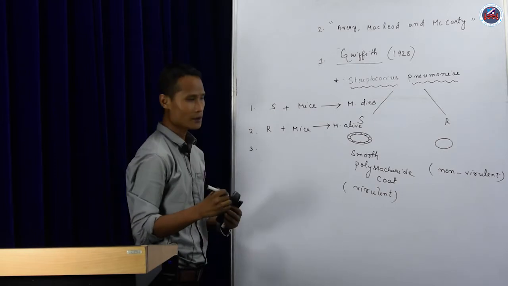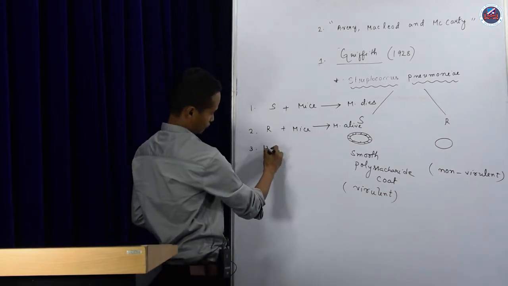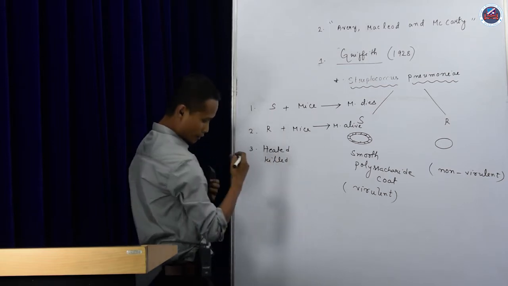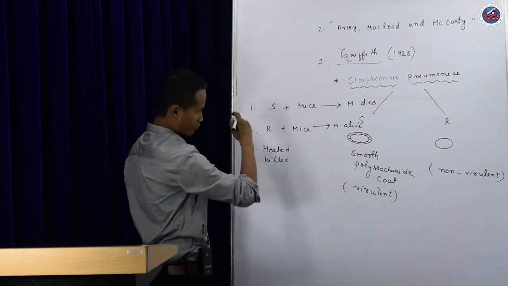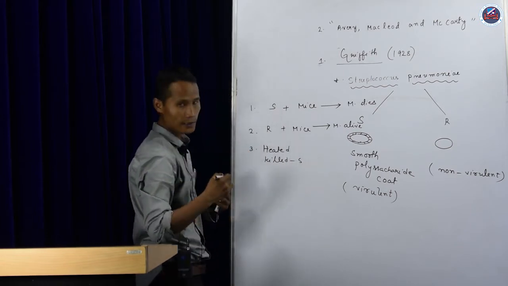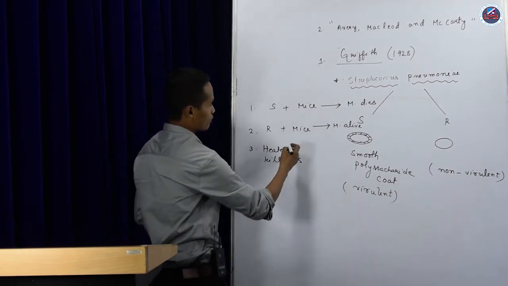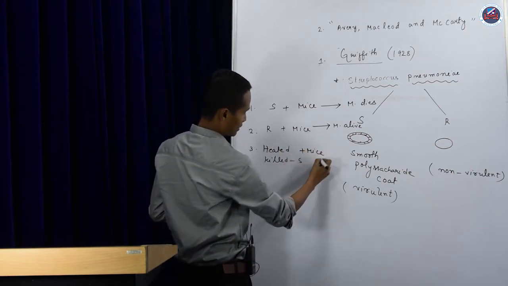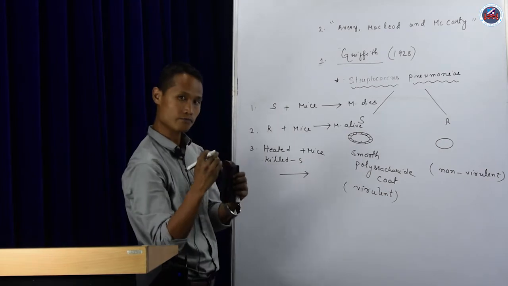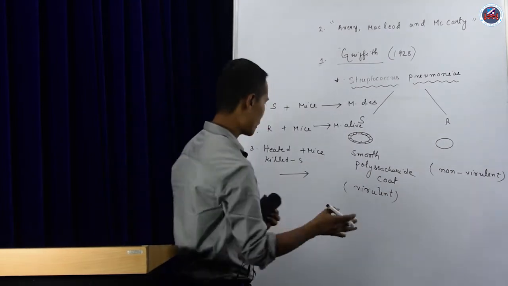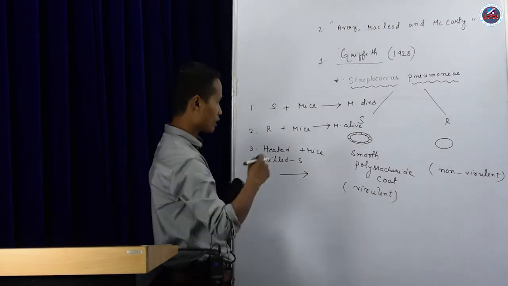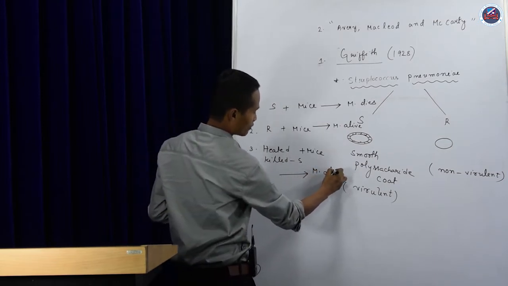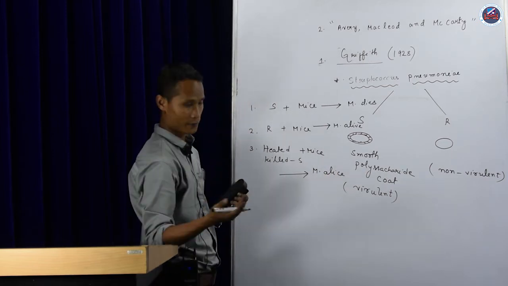It is not going to cause death to an organism. The next step was that he heated and killed the S strain and injected it into the mice. It means he degraded the S strain and injected it into the mice. And what did he find? The mice was alive. The mice is still alive.